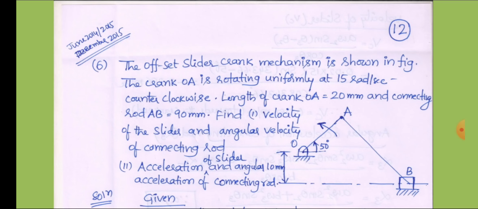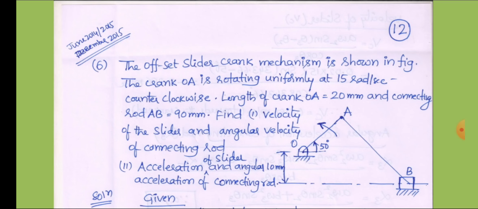Second, the acceleration of the slider and the angular acceleration of the connecting rod. So you need to find all the four things. But first of all, if I look at the diagram, 50 degree is theta 2, that is the angle made by the crank, and 10 mm, which you can see in the figure, is the eccentricity, that is y or small c, which is equal to 10 mm.